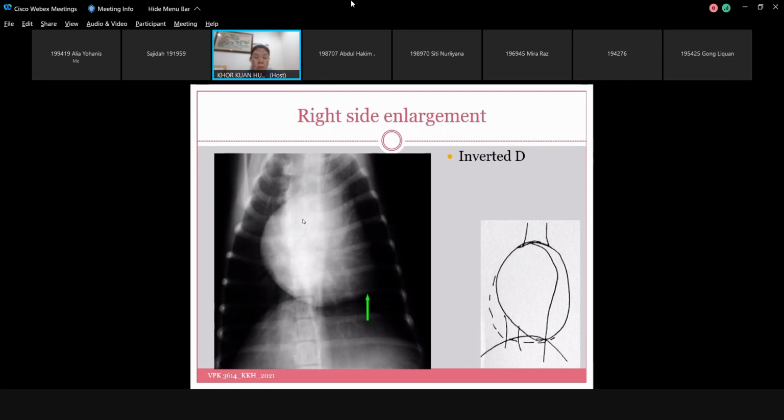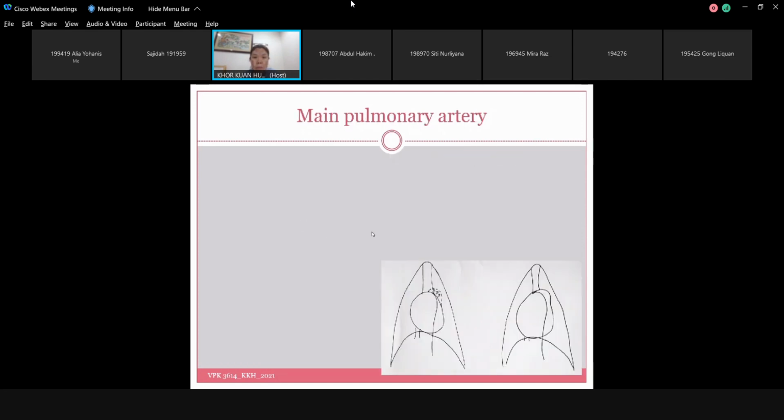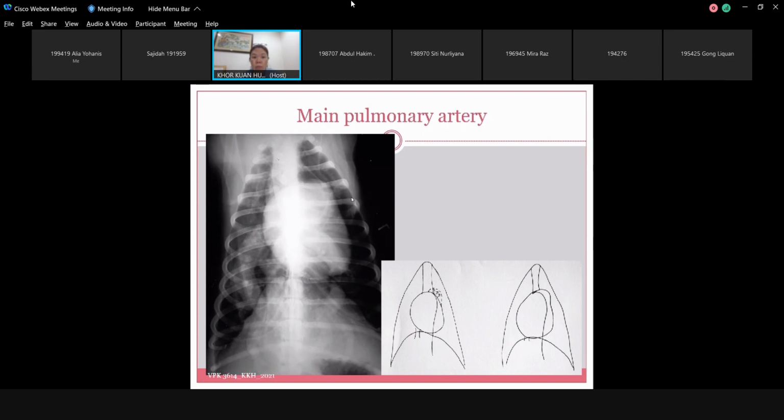Cardiomegaly. If there is a pulmonary artery enlargement, can you see there is a bulge here? Aorta sits here, pulmonary artery sits here, left auricle sits here, left ventricle sits here. Can you see something else within the thoracic radiograph? What's that?